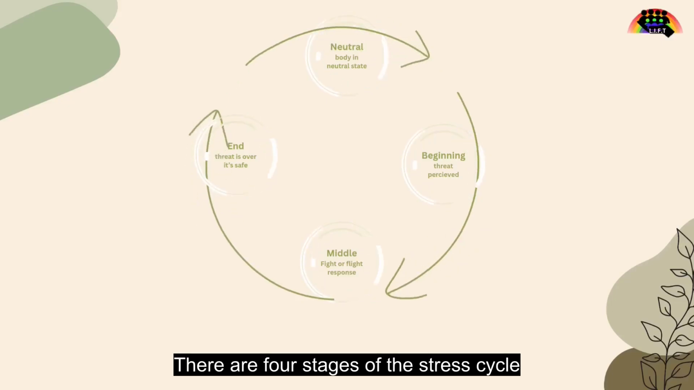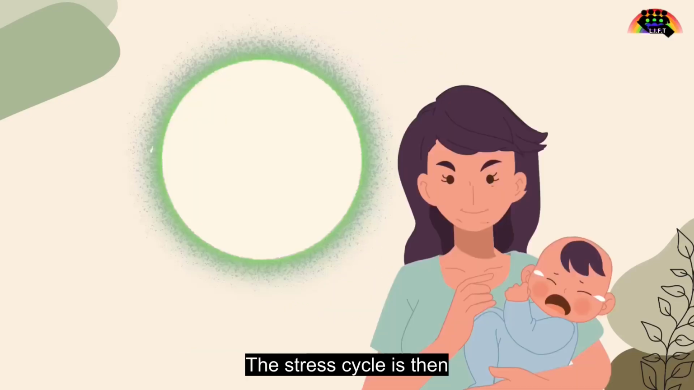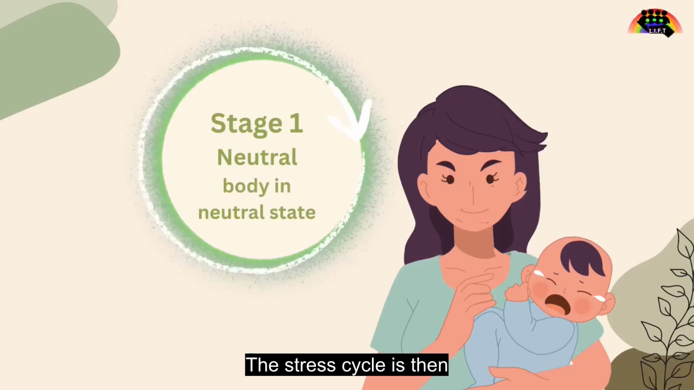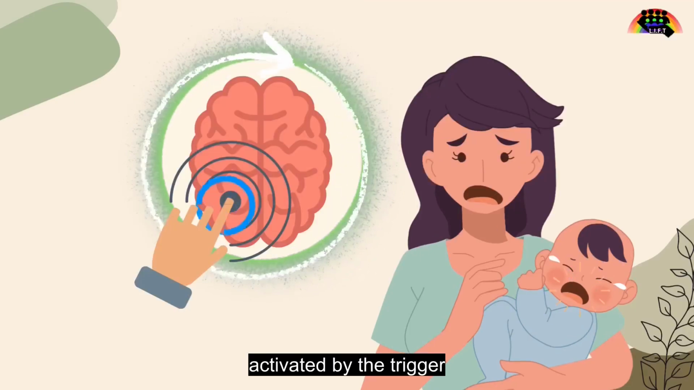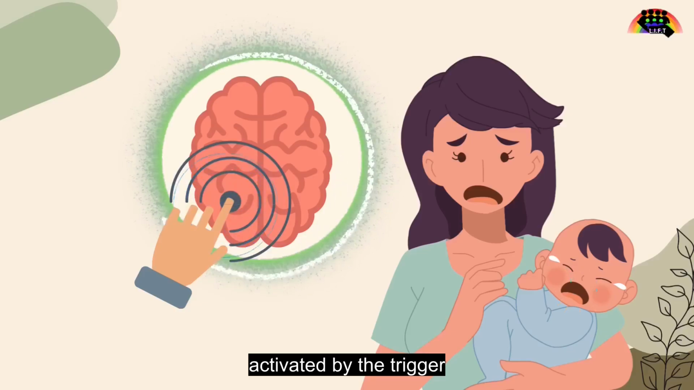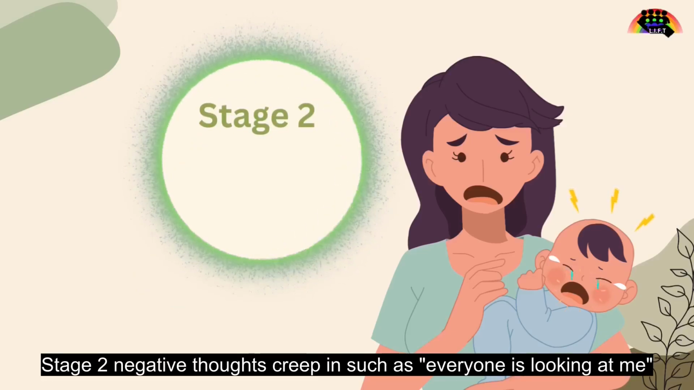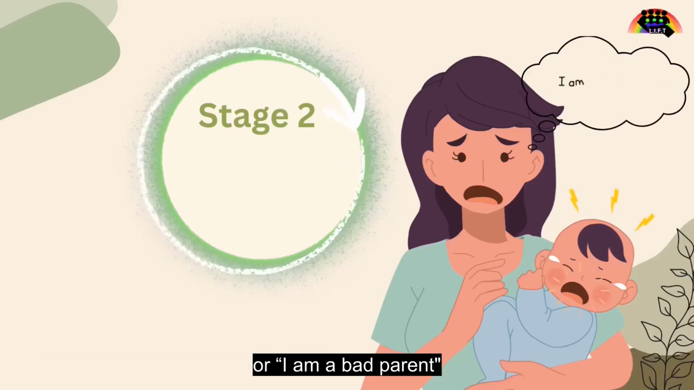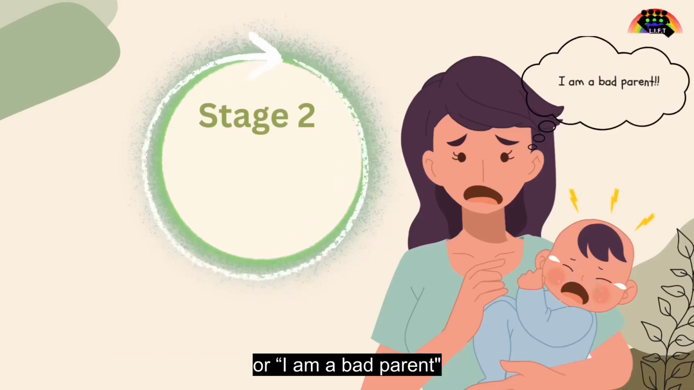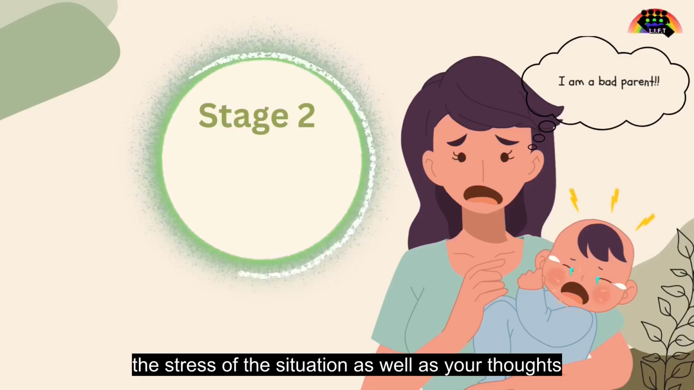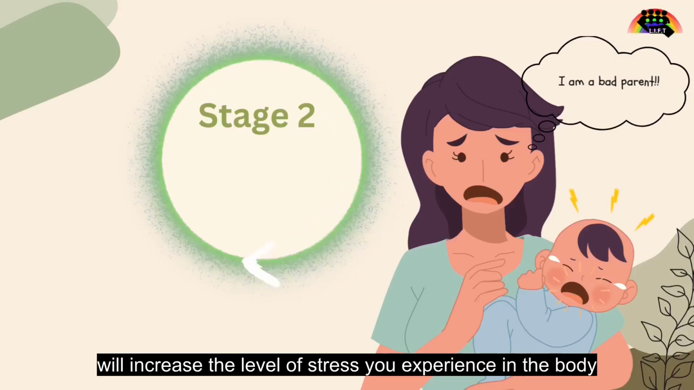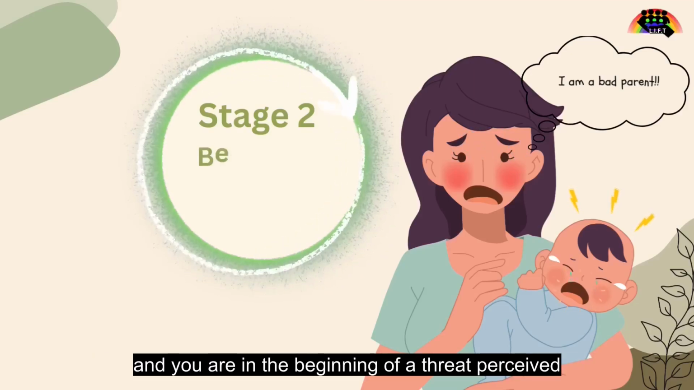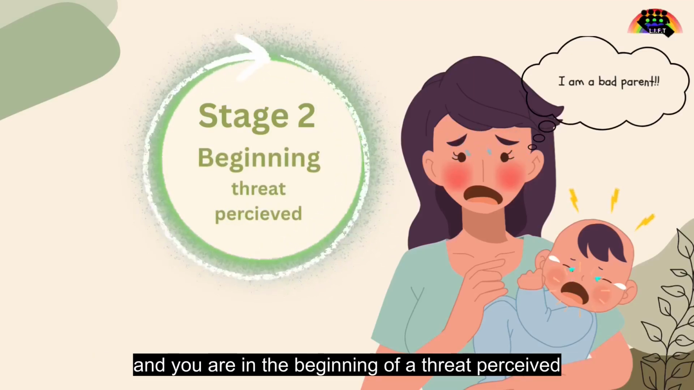There are 4 stages of the stress cycle. Stage 1, your body is in a neutral state. The stress cycle is then activated by the trigger. Stage 2, negative thoughts creep in, such as everyone is looking at me, or I'm a bad parent. The stress of the situation, as well as your thoughts, will increase the level of stress you experience in the body, and you are in the beginning of a threat perceived.